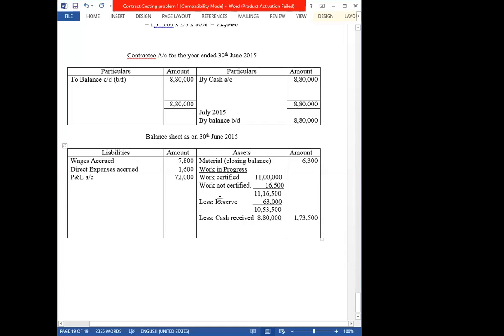Again I'm repeating, always the material, or whatever it is, the closing balance should be shown in the balance sheet at cost price only. That's why you are deducting this reserve and the P&L account. The P&L account, instead of deducting, you are showing on the liability side. Both have the same effect. And cash against this work in progress, you have received the cash, so I am going to deduct this also. The remainder is the closing balance of work in progress.